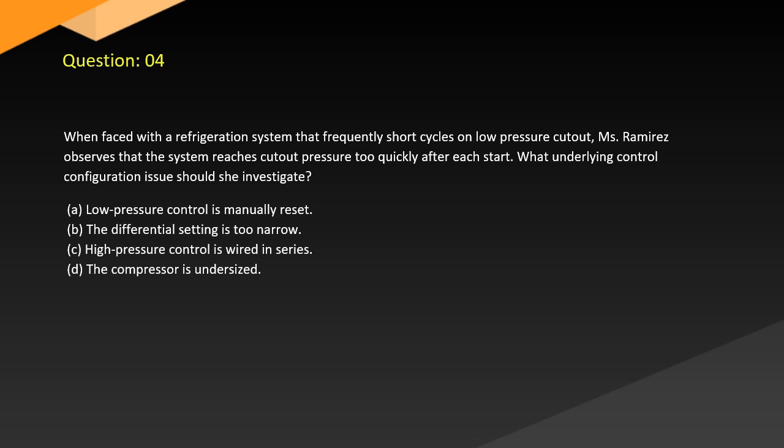Question 4. When faced with a refrigeration system that frequently short cycles on low pressure cutout, Ramirez observes that the system reaches cutout pressure too quickly after each start. What underlying control configuration issue should she investigate? A. Low pressure control is manually reset. B. The differential setting is too narrow. C. High pressure control is wired in series. D. The compressor is undersized.